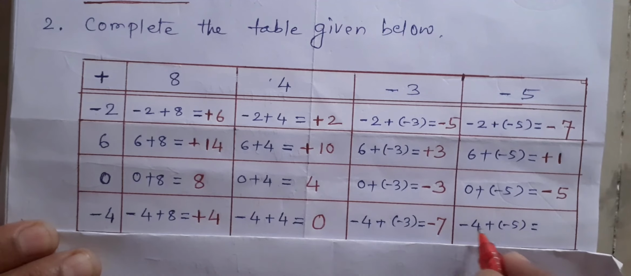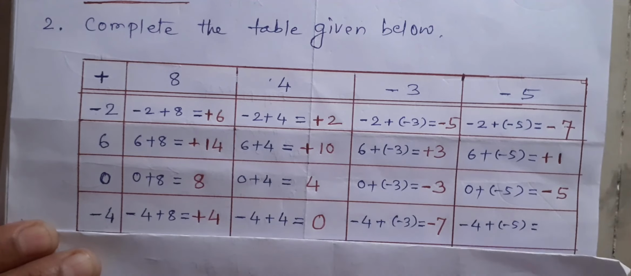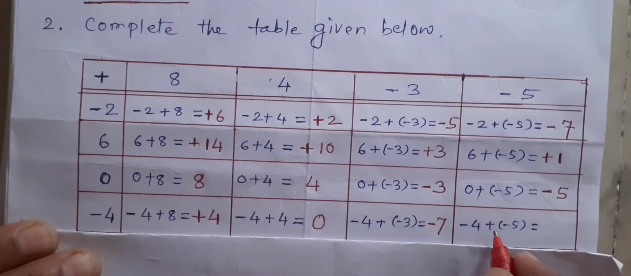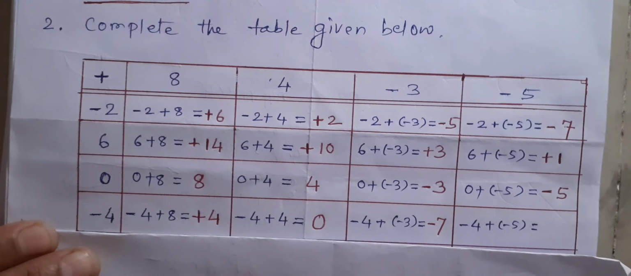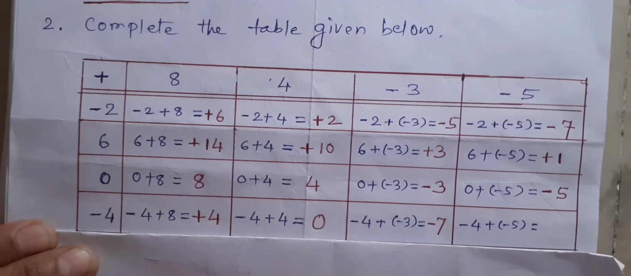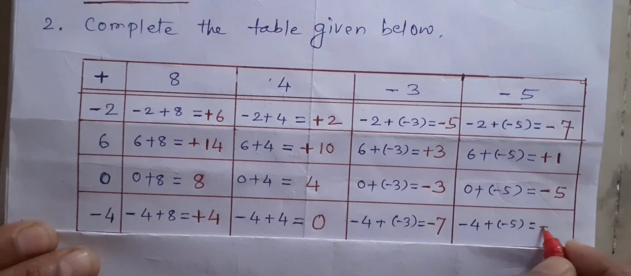Then minus 4 plus minus 5. Suppose I am over here at minus 4 and I have to add minus 5. That means I have to move 5 places to the left hand side. I am moving from this minus 4: 1, 2, 3, 4, 5. That answer is minus 9, because I am moving on the scale to the left hand side.